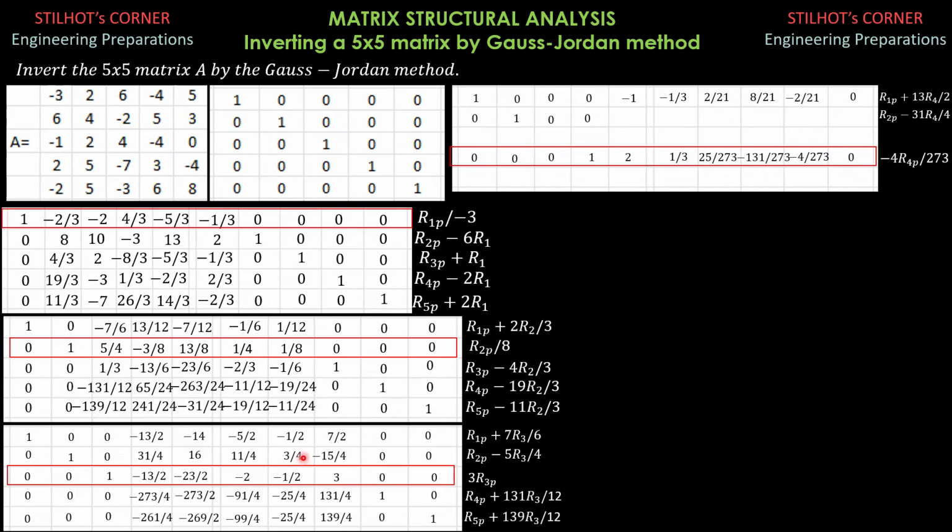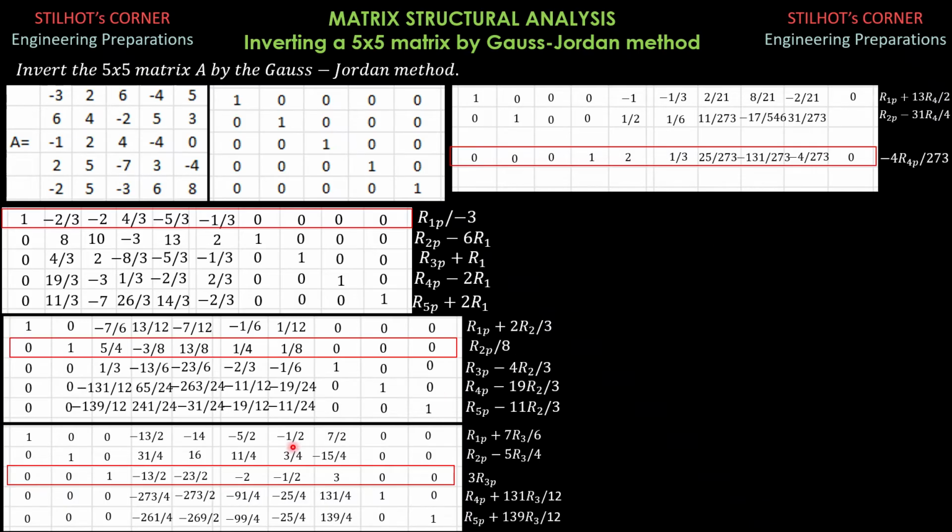3/4 minus 31 over 4 of 25 over 273, that's 11 over 273. Negative 15 over 4 minus 31 over 4 of negative 131 over 273, that's negative 17 over 546. Then 0 minus 31 over 4 of negative 4 over 273, that's positive 31 over 273. Then 0 minus 31 over 4 of 0, it's still 0.